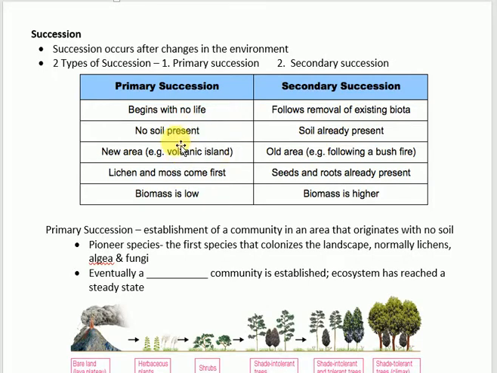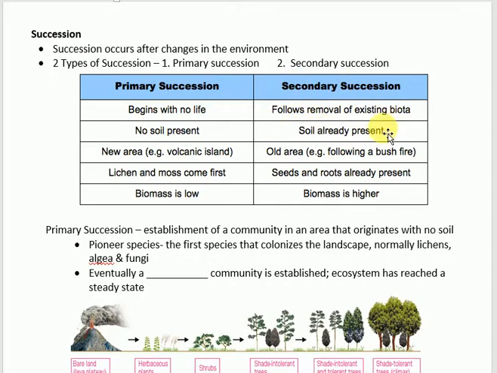Succession is going to occur after a change in the environment. And there's two types. There's primary and secondary. So the primary is going to begin with no life. There's no soil. There's a new area. So for instance, like a volcanic island. And then the moss and different little plants like that come first. Biomass is very, very low. And then we have secondary succession, which is following the removal of the existing biotic and biomass.